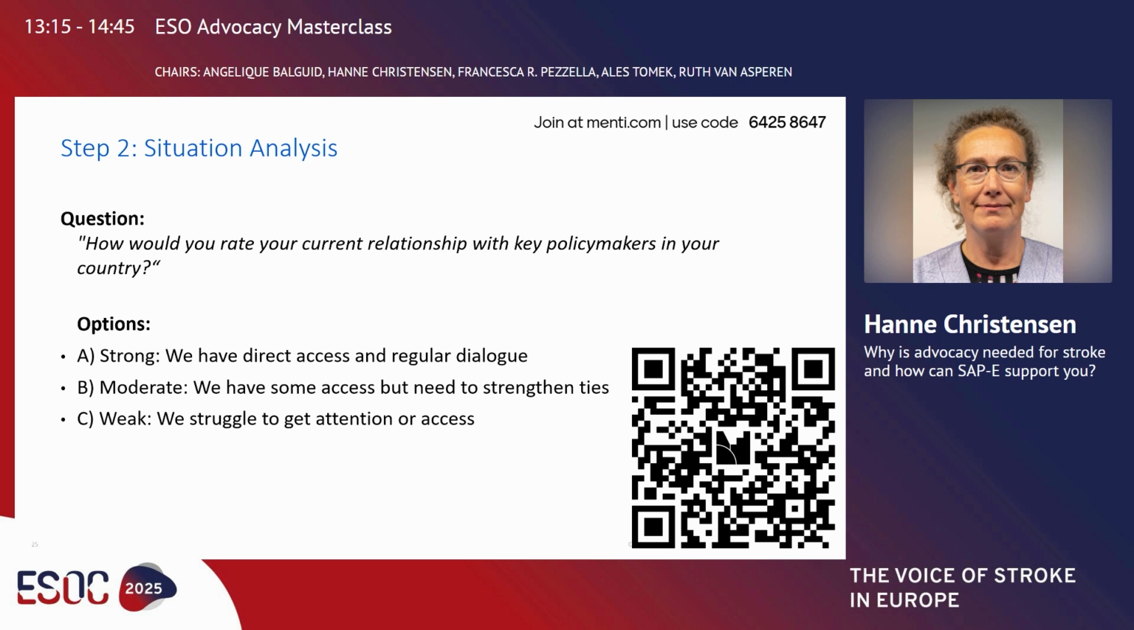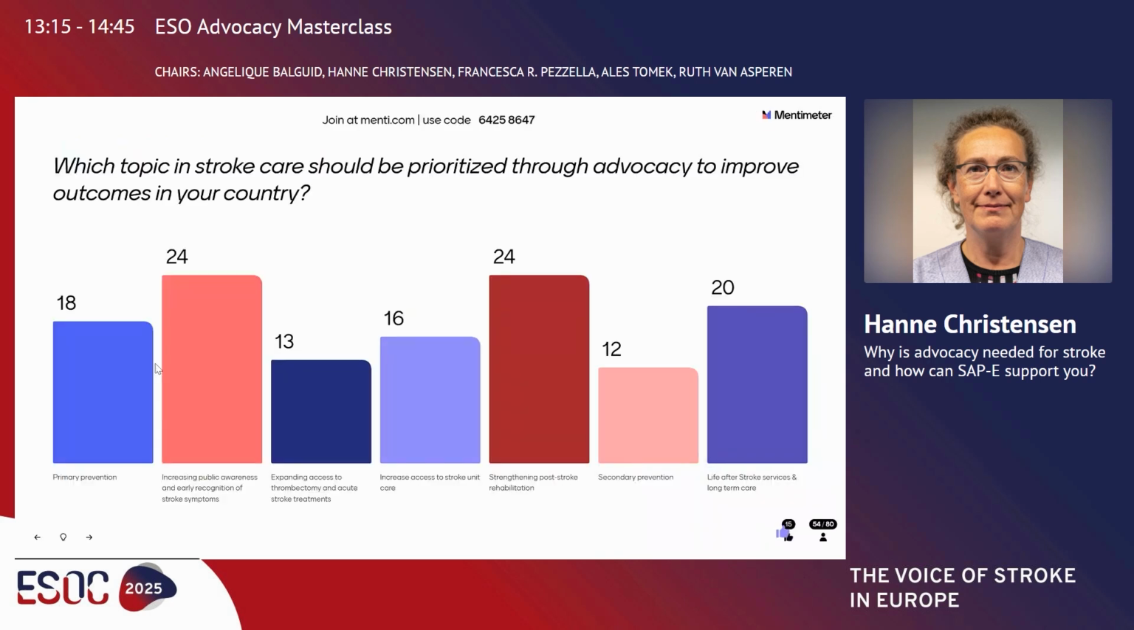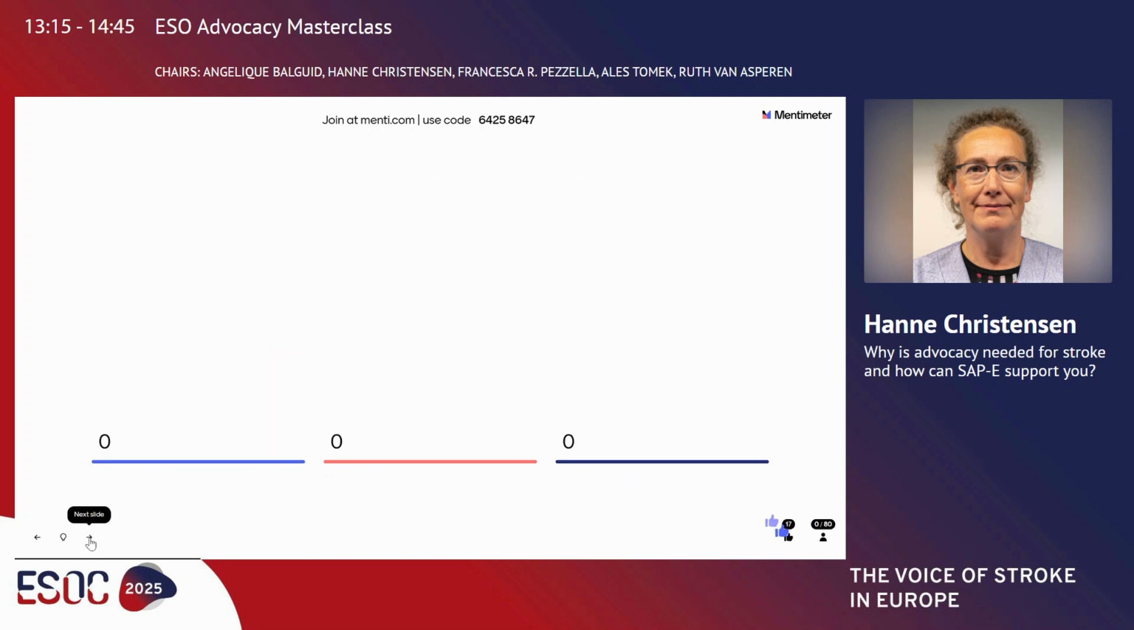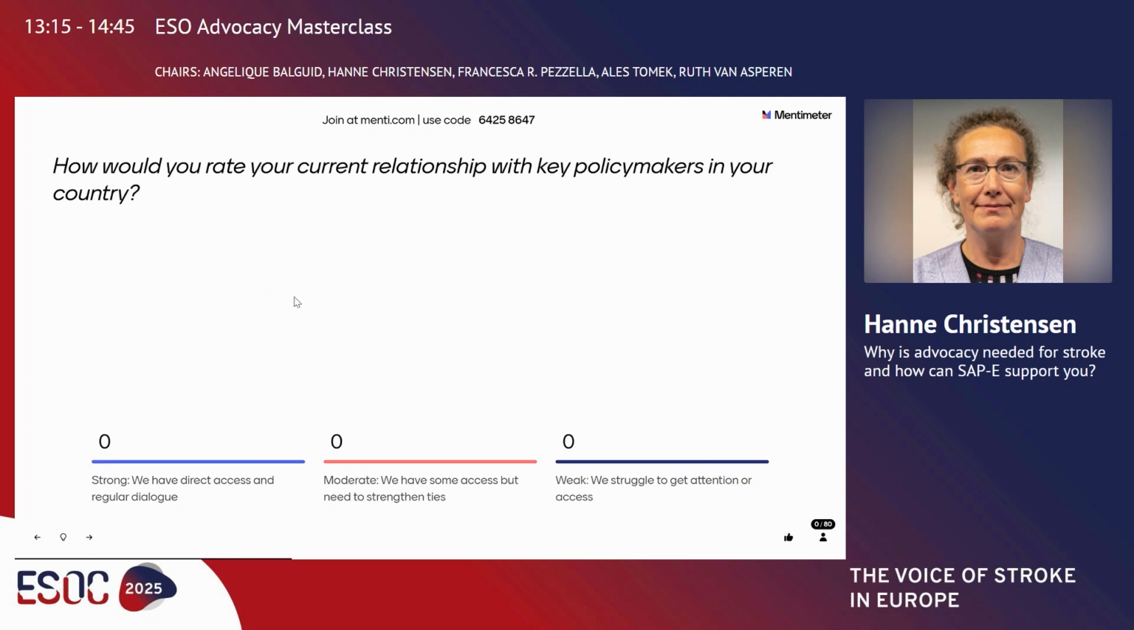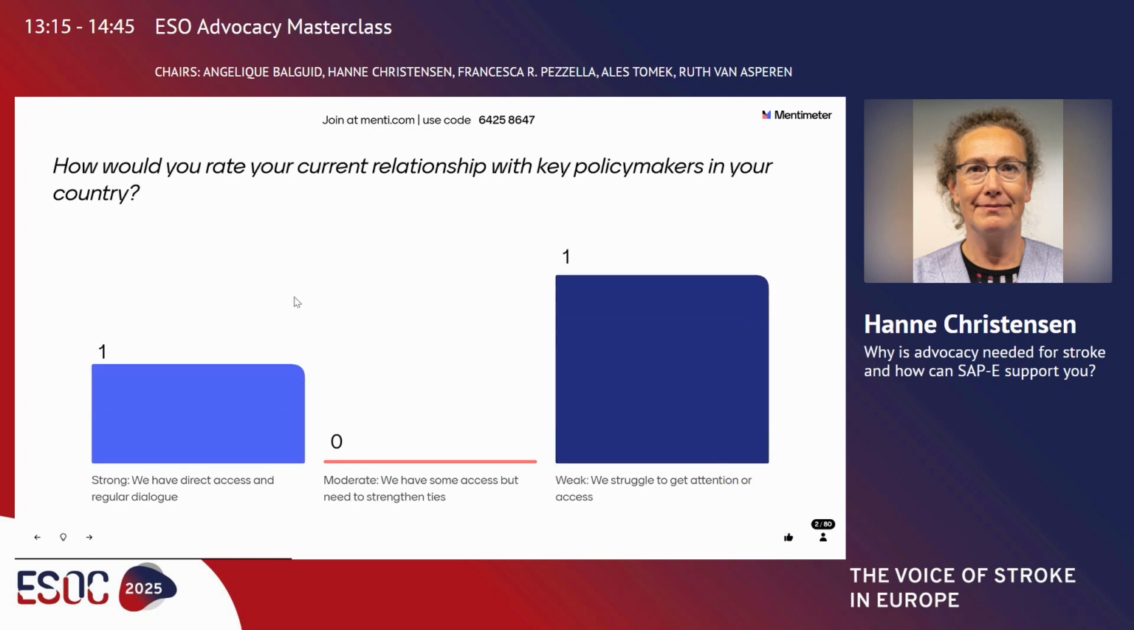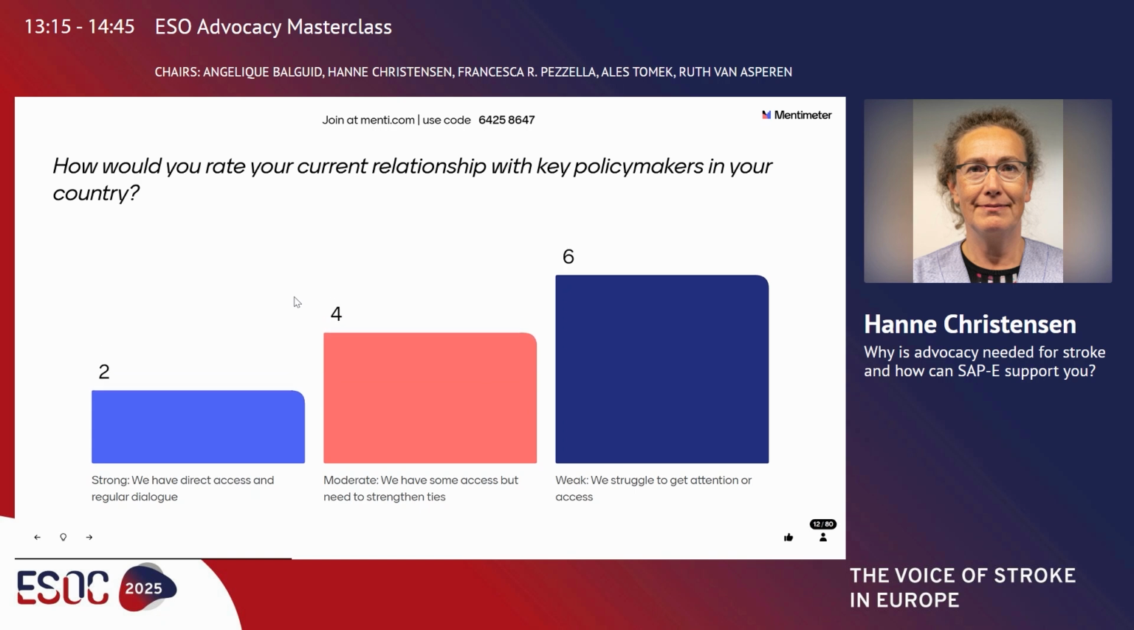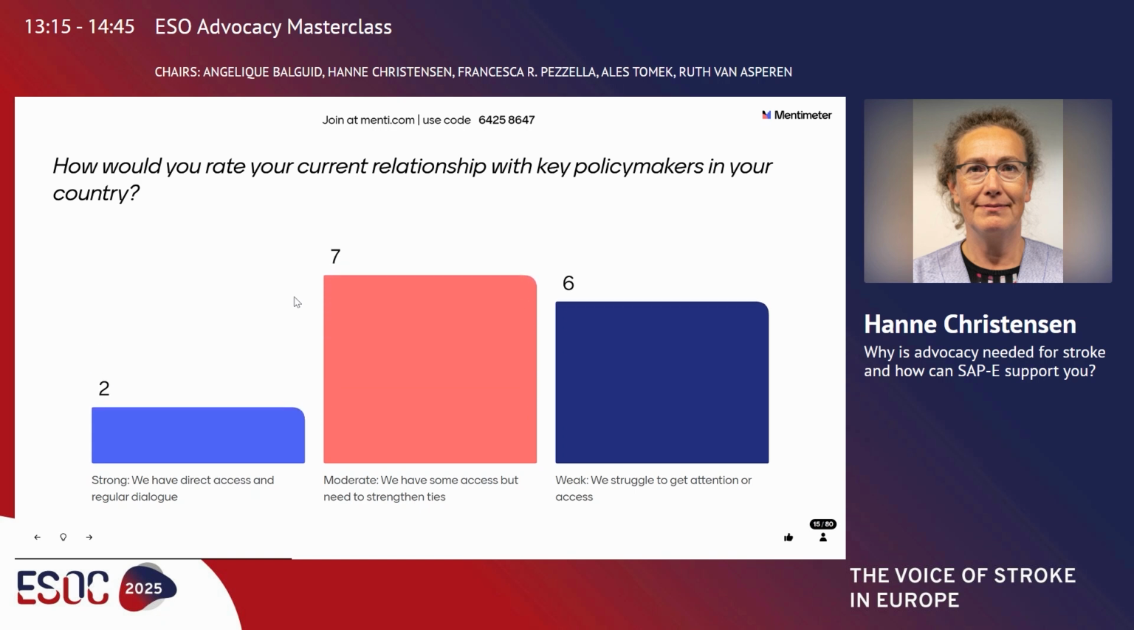Thank you. And then also for the next step, the situation analysis, we have a question. So how would you rate your current relationship with key policymakers in your country? And I will make sure that I move to the next one here. I think you should be able to vote now. Because of course within advocacy we see the policymakers as a key stakeholder.